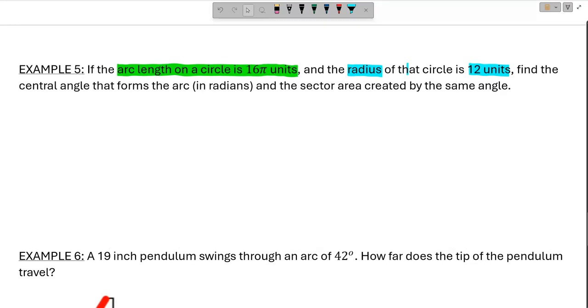to form the arc. You don't have to do it in radians, by the way. We're going to do this in degrees. So let's write that in degrees. And then I want you to take that and find the area of the sector. So go ahead and pause this video and give that problem a try.